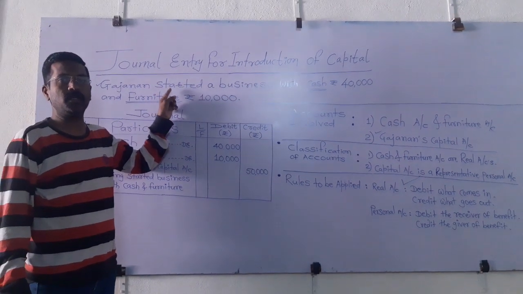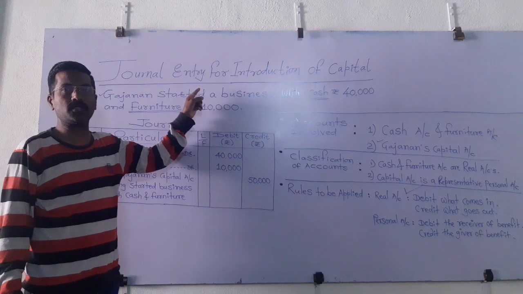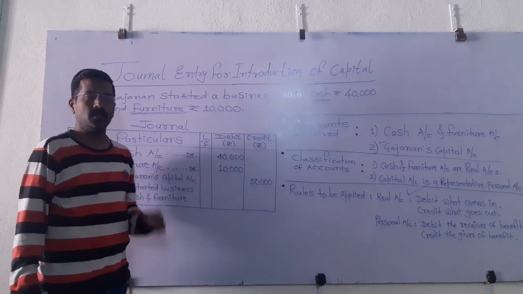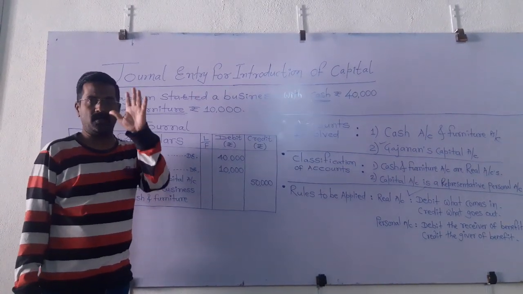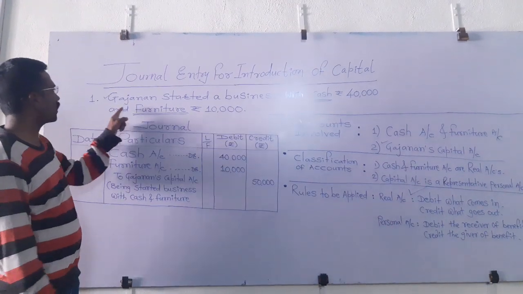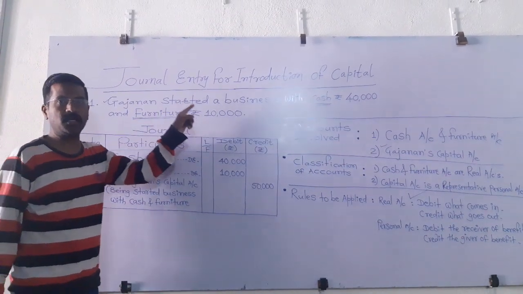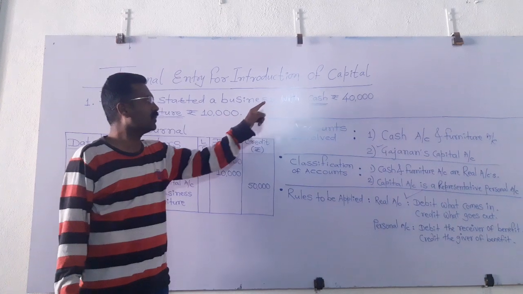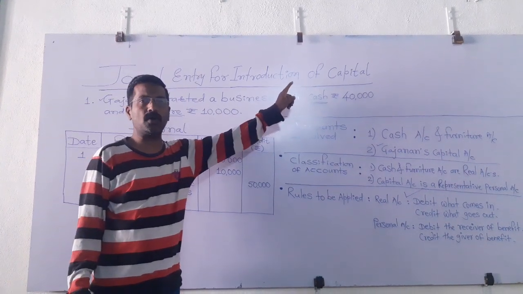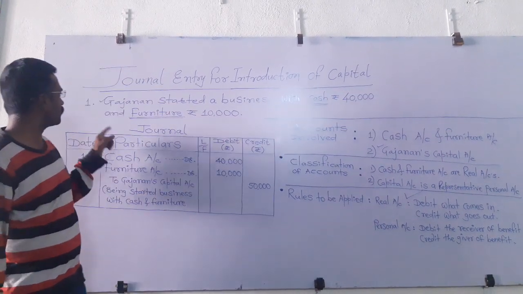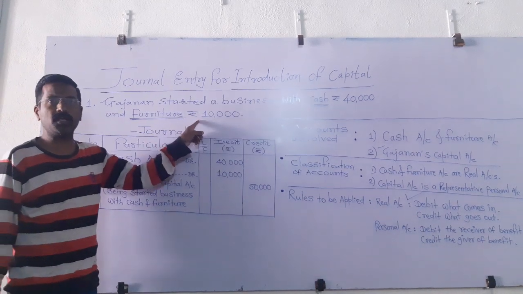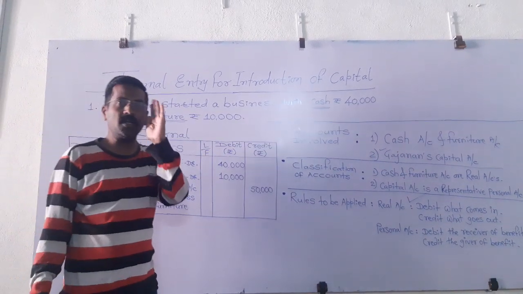Today's topic is journal entry for introduction of capital. We take an example. Suppose Gajanan started a business with a cash of rupees 40,000 and furniture worth rupees 10,000. What will be the journal entry?